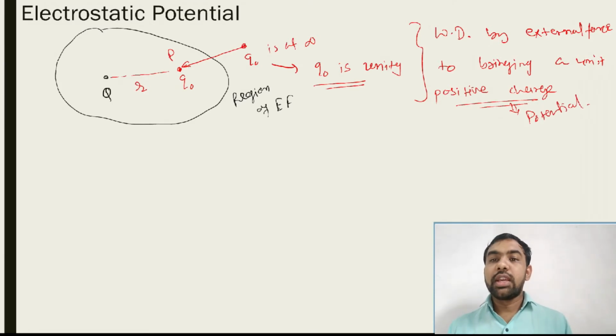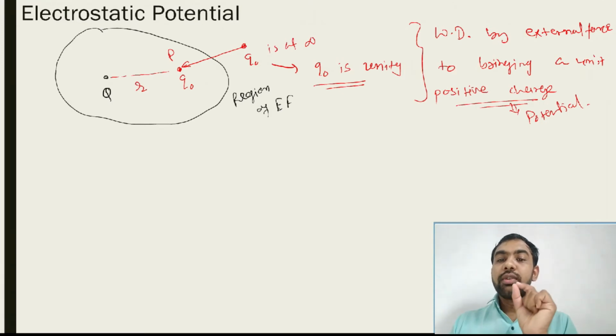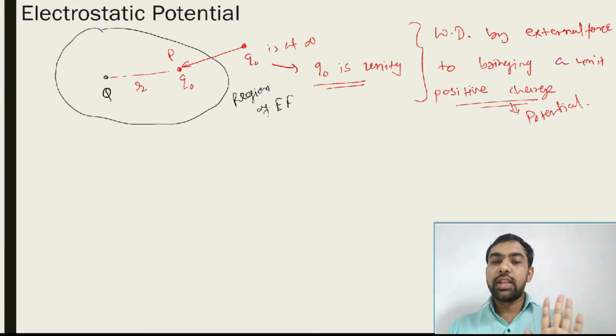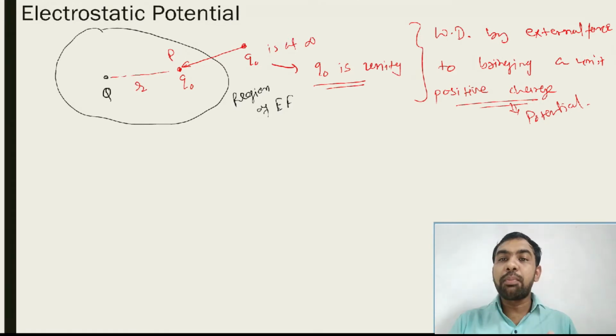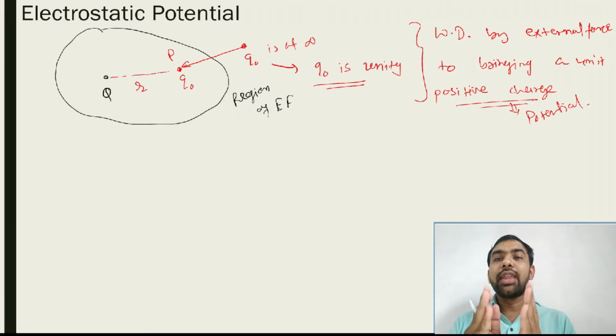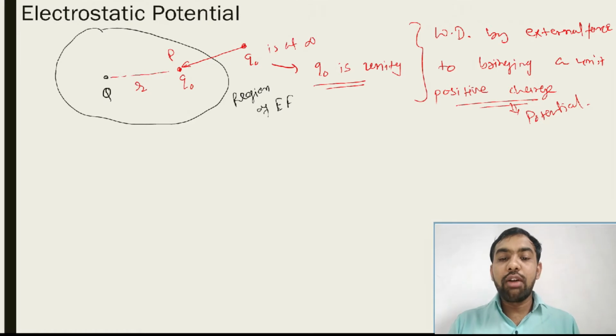Okay, that's a simple definition. If this q naught is unity, then whatever work done is required to move the charge from infinity to the given point P is called a potential. Exactly similar to potential energy. The difference is that in the case of potential energy, we bring any charge from infinity to the given point, but for potential we bring only one charge, and that is a unit positive charge.